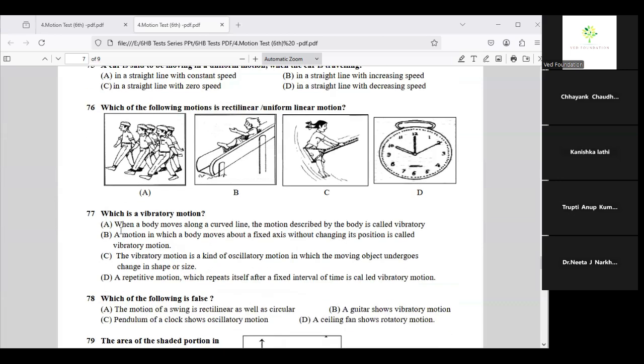77. Which is vibratory motion? When a body moves along a curved line, the motion described by the body is called vibratory motion. No, that is not correct. Let us check next. A motion in which a body moves about a fixed axis without changing its position is called vibratory. No, this motion is called rotatory motion. Let us check C. The vibratory motion is a kind of oscillatory motion in which the moving object undergoes change in shape and size. No, in oscillatory motion there is no change in shape and size of an object. So let us check the last statement. A repetitive motion which repeats itself after a fixed interval of time is called vibratory motion. That is correct. So the correct answer of 77 is option D.